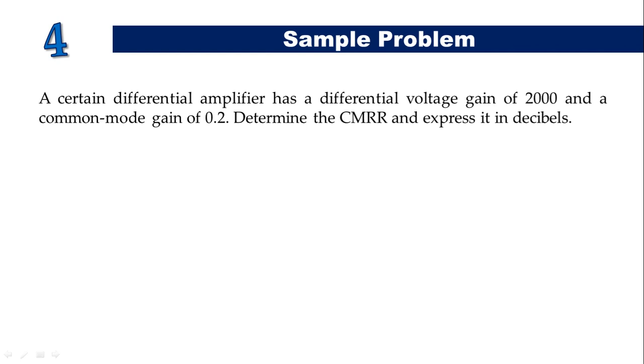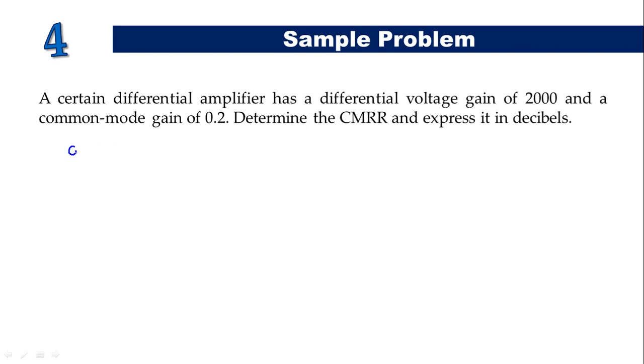So, a certain differential amplifier has a differential voltage gain of 2000 and a common mode gain of 0.2. Determine the CMRR and express it in decibels. So, medyo madali ito, no? Kasi given na sa atin yung ating differential voltage gain and yung common mode gain sa problem. All we have to do is to use our formula ng CMRR and then express it in decibels. Alright? So, let's try to solve this problem.